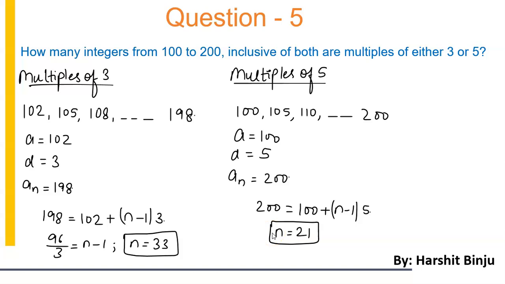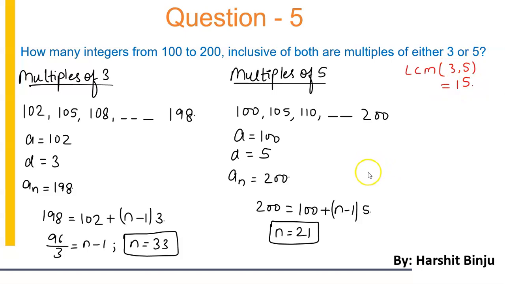Now the problem here is that the question says multiple of either 3 or 5. So I don't want to count those numbers which are basically multiples of 3 as well as 5. Okay, so I need to remove those numbers. So I need to understand which numbers first of all will be a multiple of 3 as well as 5. So those numbers will basically be multiples of LCM of 3 and 5, which is basically 15.